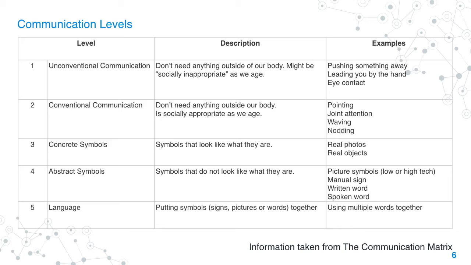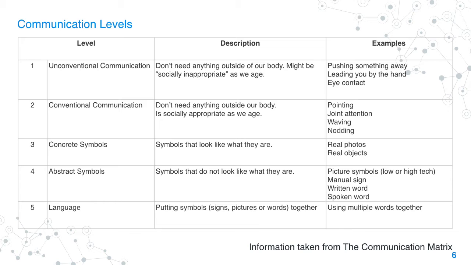The next level is concrete symbols. These are symbols that look like what they are. They look like it, they feel like it, which might include real photos or real objects. In some kids, they don't need this stage, but if your child is struggling to understand the abstract symbols, using real pictures is a really good option that could help them bridge the gap of symbol understanding and use.